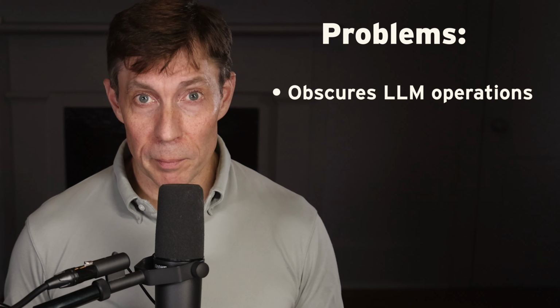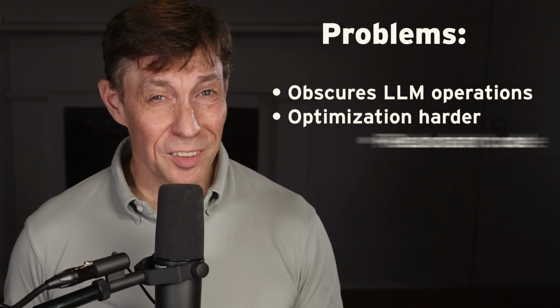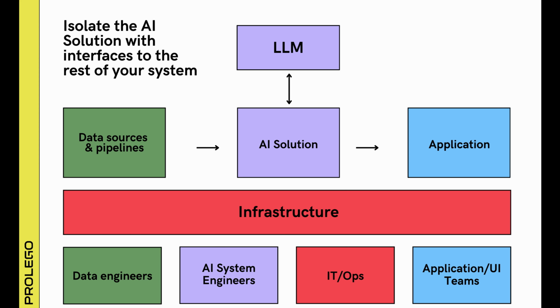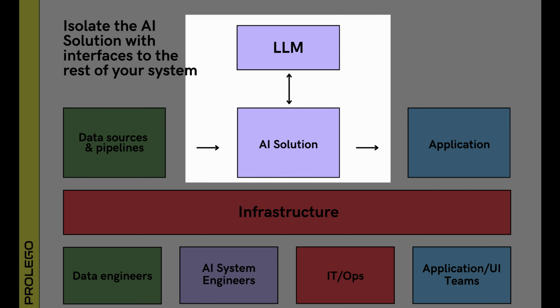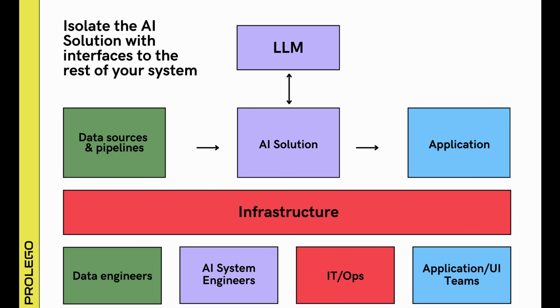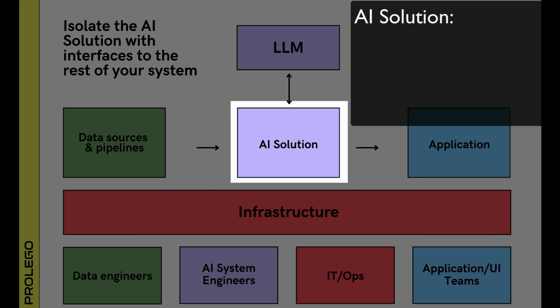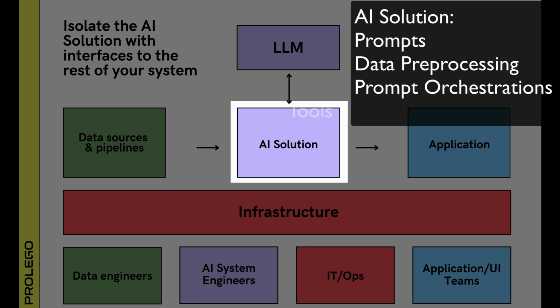While this approach works for simple tasks, tightly integrating LLMs into your existing code creates scaling challenges. It obscures the LLM operations, makes optimization harder, and leads to code redundancy. A better approach is to isolate your AI solutions from the rest of your infrastructure through interfaces. An AI solution consists of components that optimize the LLM's performance, such as prompts, data preprocessing, prompt orchestrations, and tools.